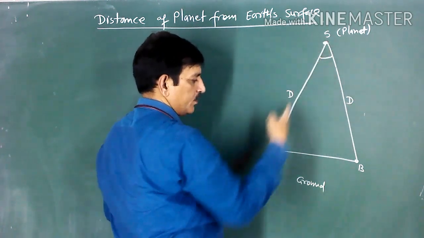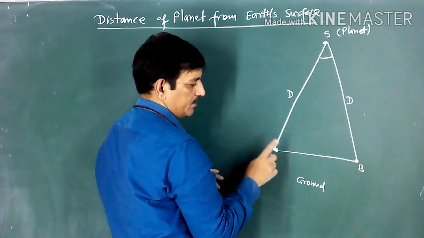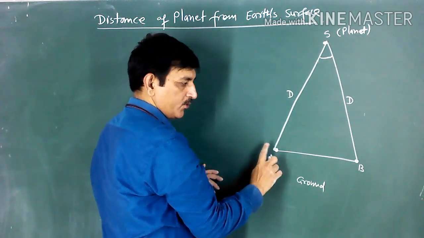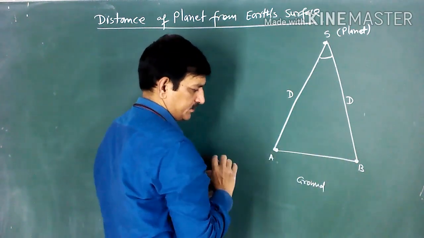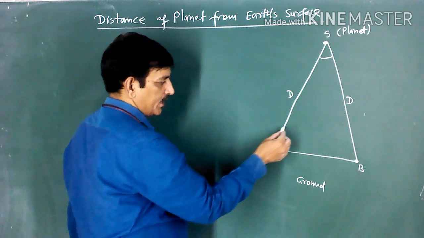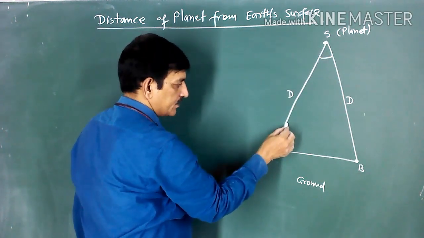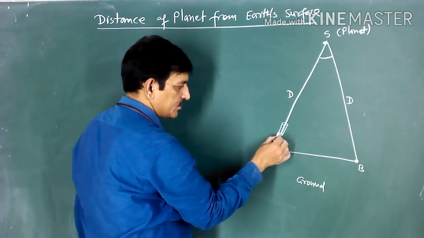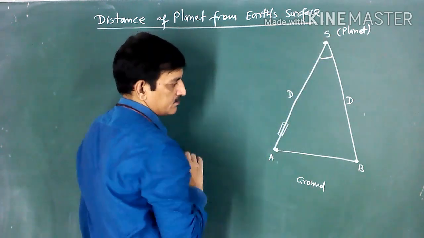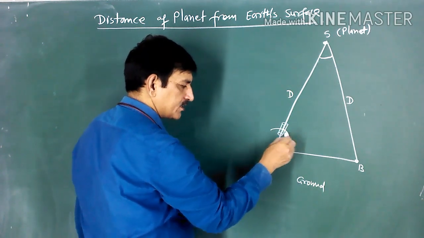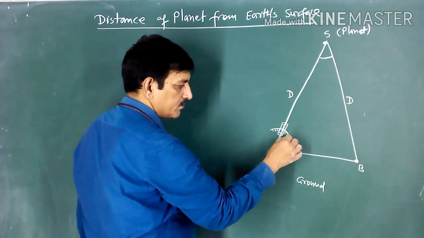We want to measure the distance D of the planet from the ground, and we are looking at this planet from two different locations, location A and location B. Suppose we are looking at this planet S from here. Suppose this is a telescope. By using a telescope, we are looking at S. There may be a scale connected with your telescope.